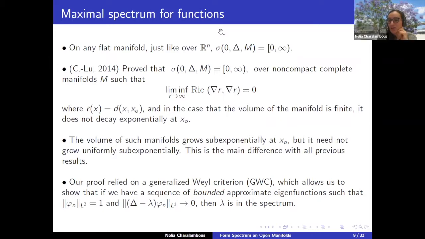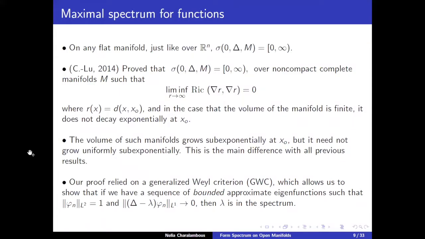Yes, and you can change the metric on a compact set and create discrete eigenvalues without affecting the essential spectrum. That's why we're ignoring the compact subsets of the manifold to study the essential spectrum. You can always change a compact subset and you're still going to get the same result. That's why this theorem that I wrote here talks about the behavior of the Ricci curvature at infinity, essentially. Did that answer your question? Yes, thank you. You're welcome. Anything else before I move on?